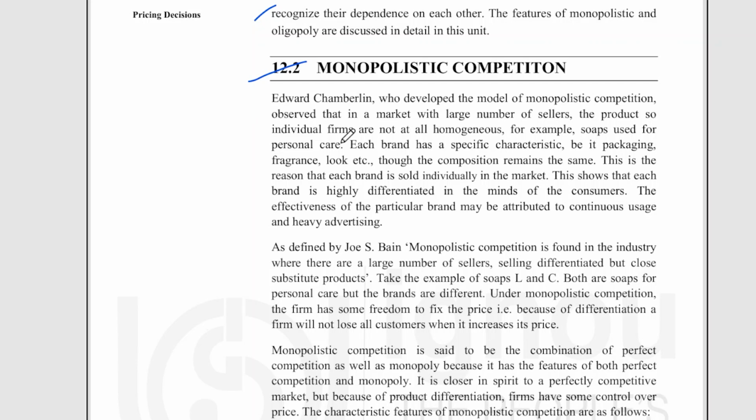Edward Chamberlin, who developed the model of monopolistic competition, observed that in a market with a large number of sellers, the products of individual firms are not at all homogeneous. For example, soaps are used for personal care. Each brand has specific characteristics, be it packaging, fragrance, look, etc. Though the composition remains the same, this is the reason that each brand is sold individually in the market. This shows that each brand is highly differentiated in the mind of the consumer. The effectiveness of a particular brand may be attributed to continuous usage and heavy advertising.